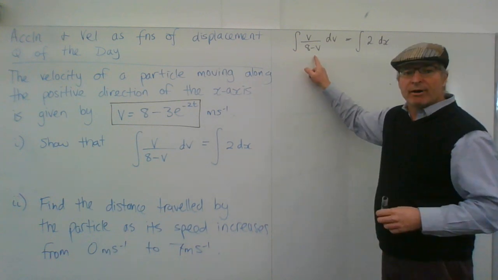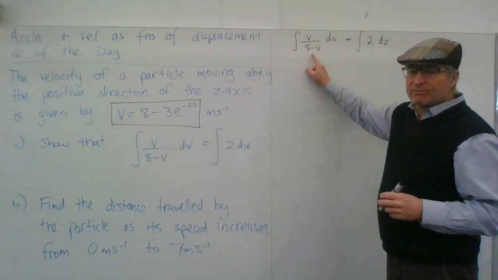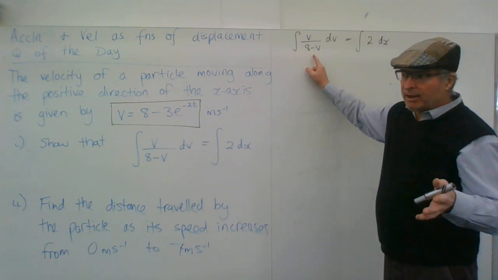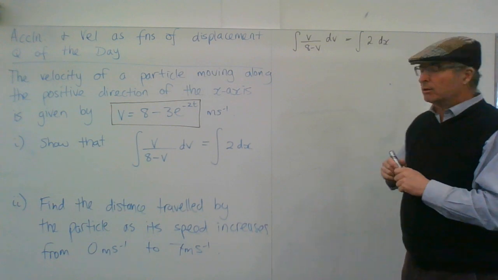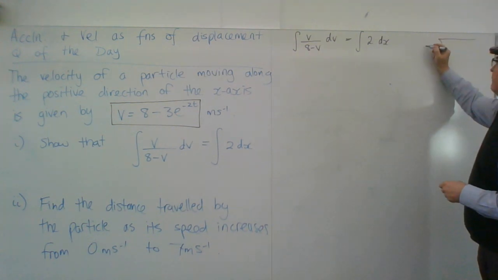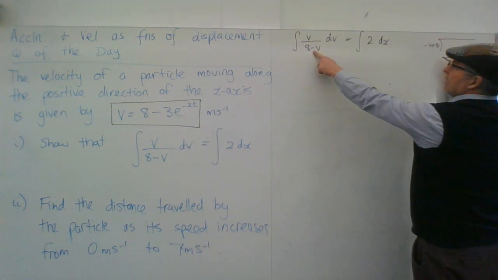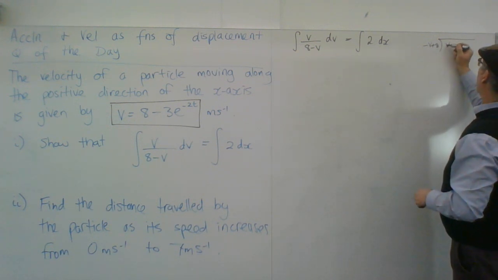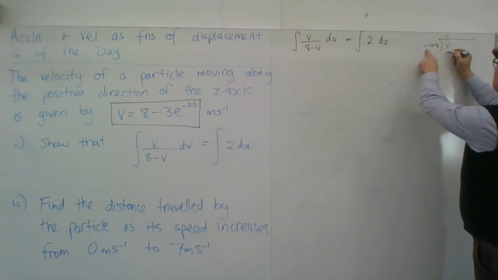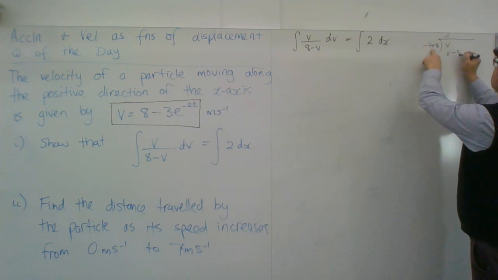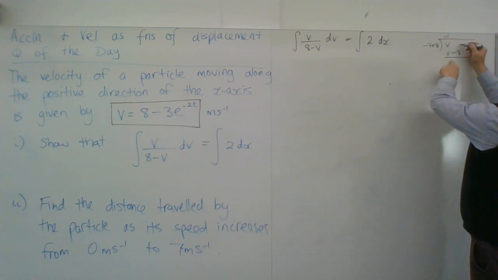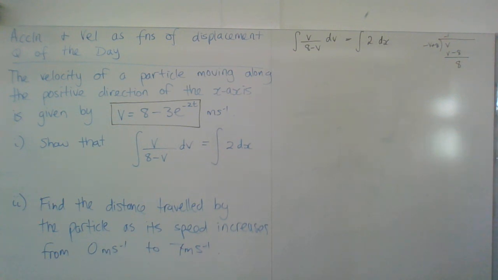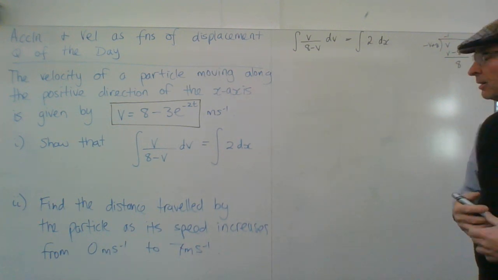Now, you could easily rearrange that to 8 minus v on 8 minus v, minus 8 on 8 minus v. Or you could do a polynomial division. You know, you could go minus v plus 8 is going into v. So I need minus 1 of those. That'll give me v minus 8, and I'll get a remainder of 8. So you could do it that way as well.